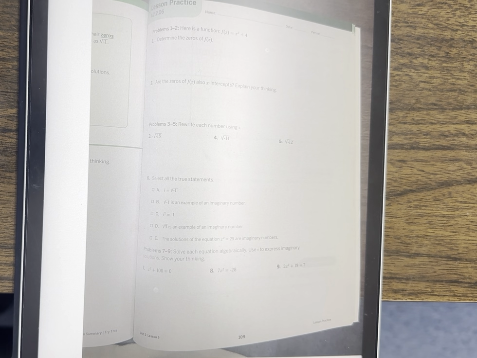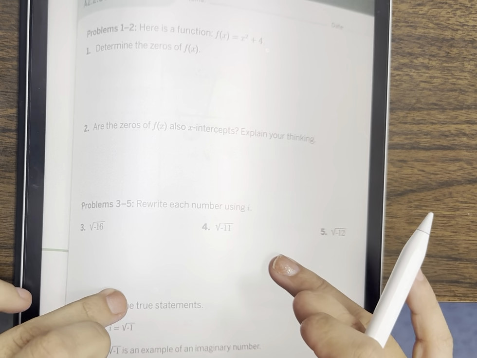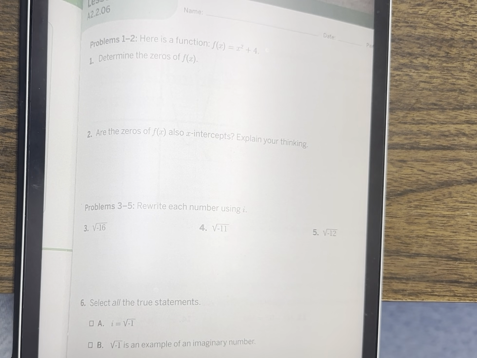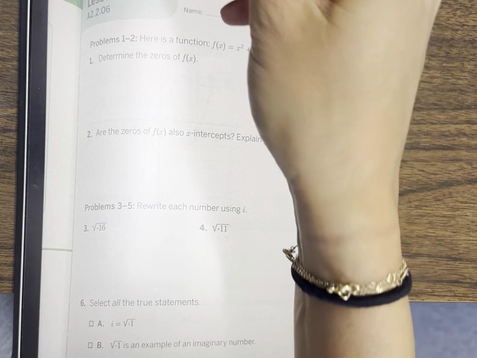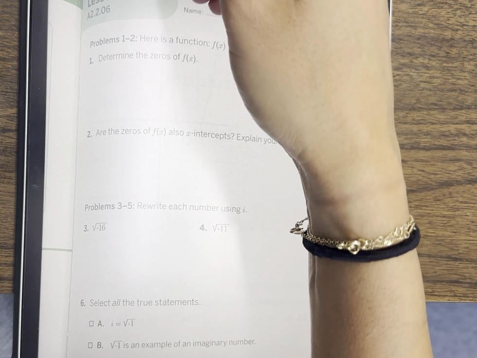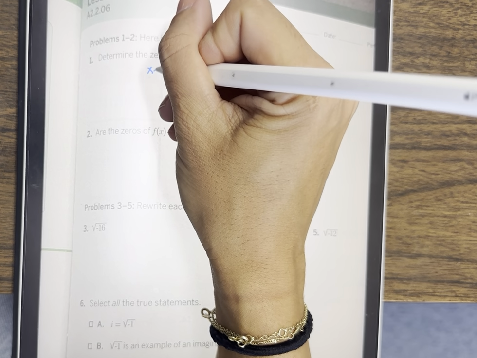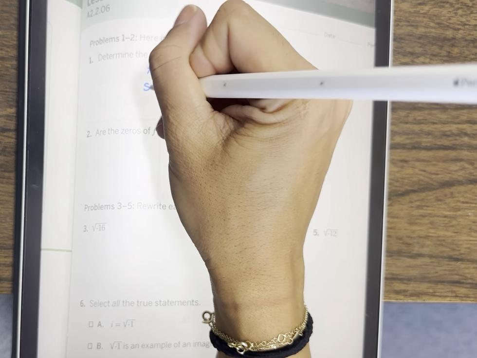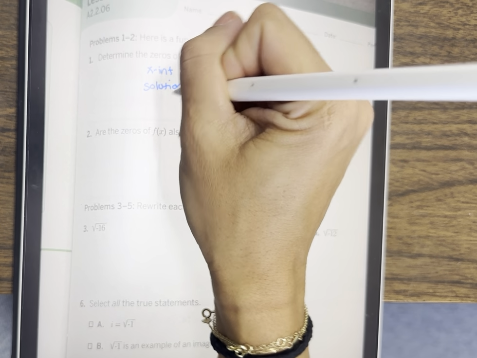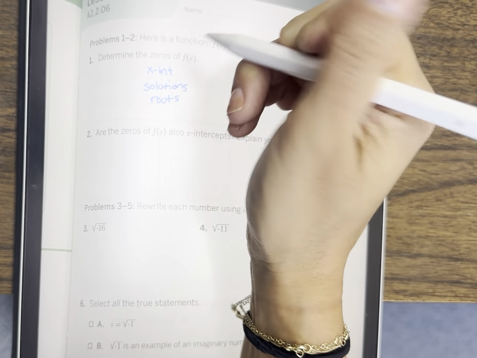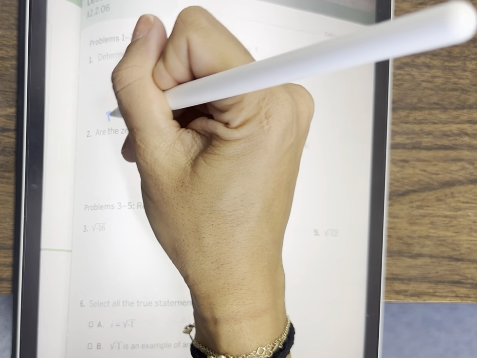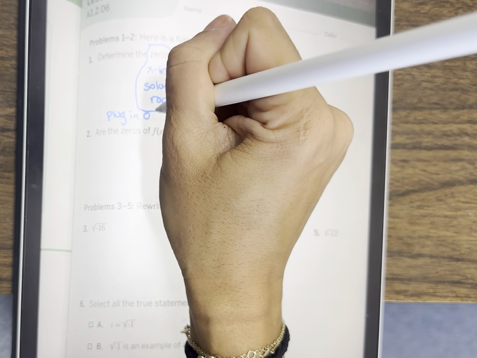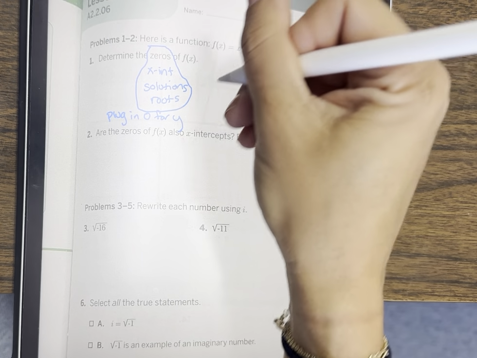Homework time. 2.6. Let's do it. So let's go. We got a function. Find the zeros. So remember, zeros, x-intercepts, solutions, roots. If they ask for any of these, you're just going to plug in 0 for y and solve.